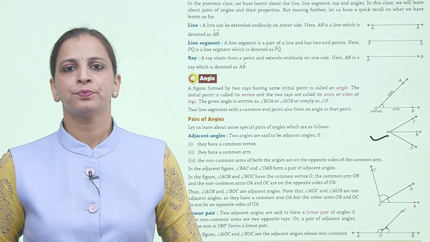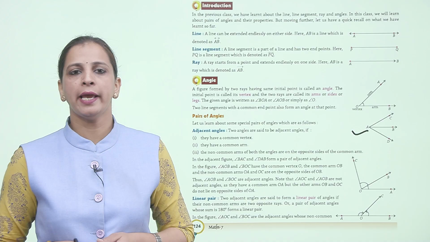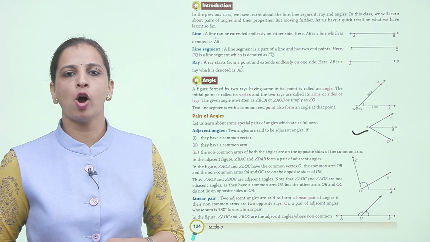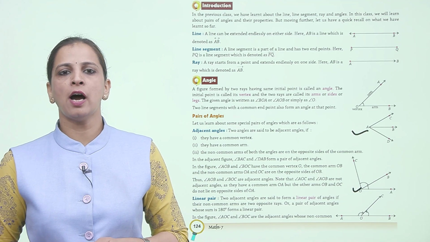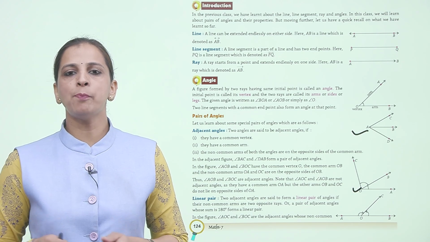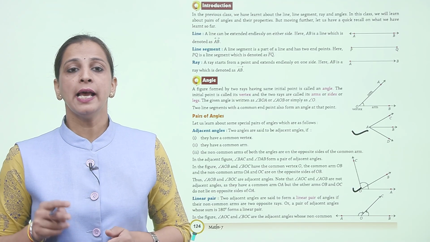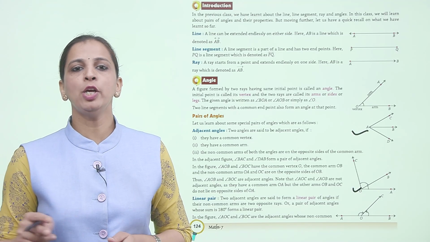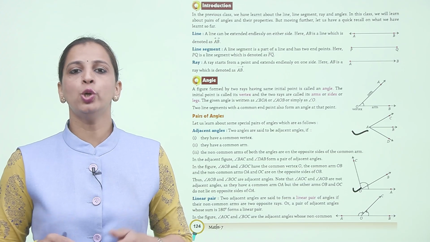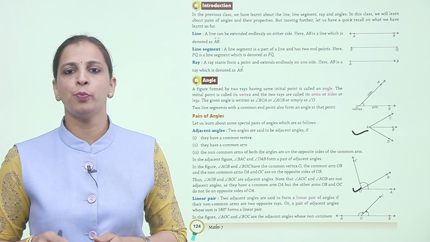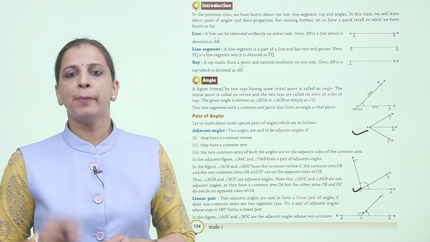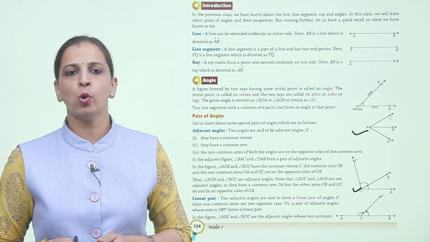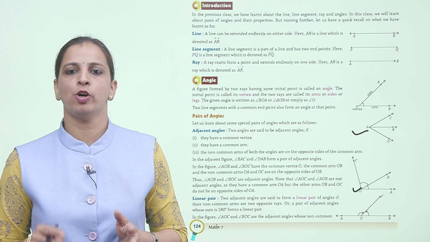In the figure, angle AOB and angle BOC have the common vertex O. The common arm OB and the non-common arms OA and OC are on the opposite side of OB. Thus, angle AOB and angle BOC are adjacent angles. Note that angle AOC and angle AOB are not adjacent angles as they have a common arm OA, but the other arms OB and OC do not lie on the opposite side of OA.